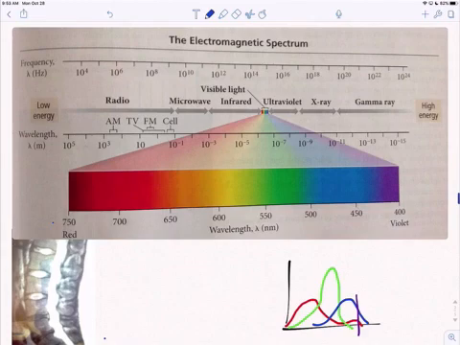Let me start over here on the left with low energy. So low energy and the speed of light. So we have low frequency but high wavelength. And over here, far left, we have radio waves. And what do we use radio waves for? We typically use them for communication.